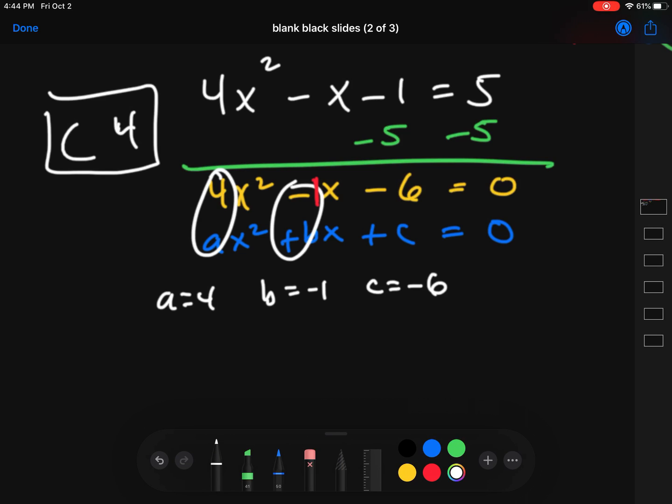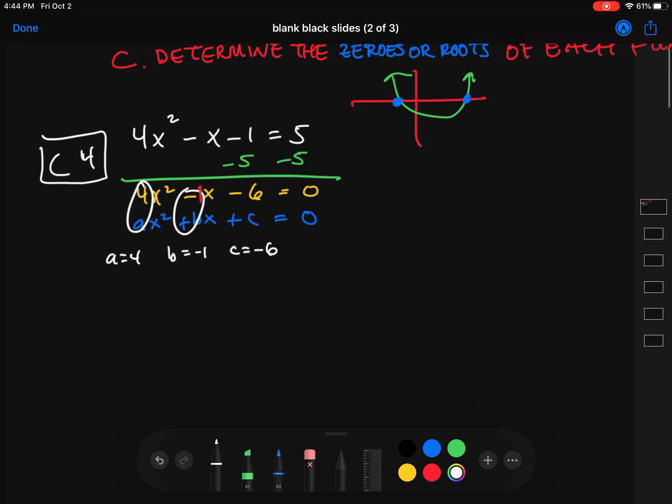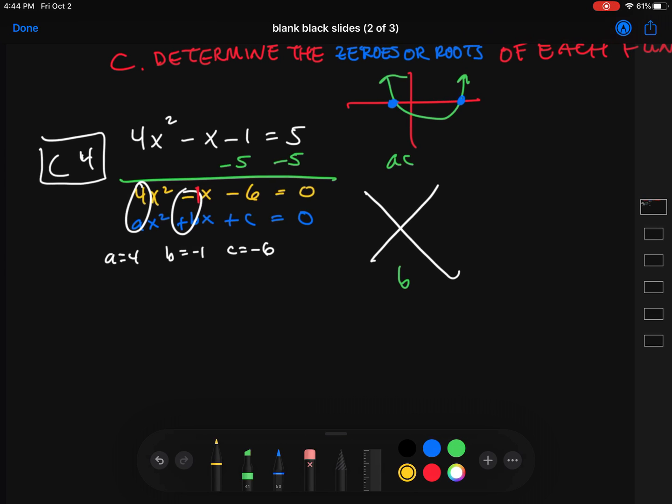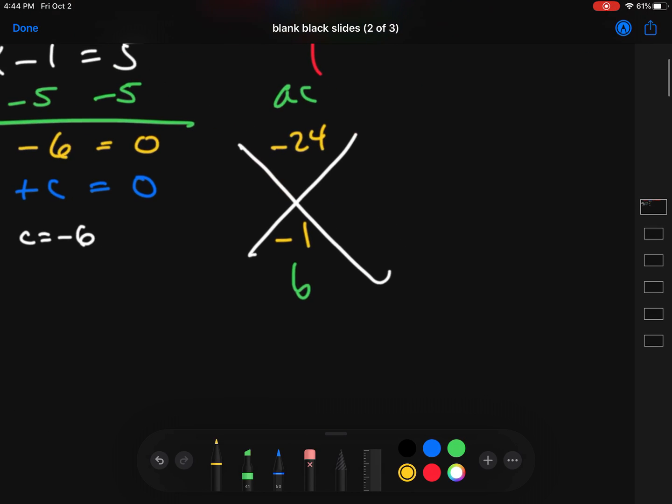Okay, let's go for the home run. Let's see if this is factorable. A times C and B value. So I have negative 24 and I have negative 1. Let's list out all the factors: 24 and 1, 12 and 2, 6 and 4, and 8 and 3.